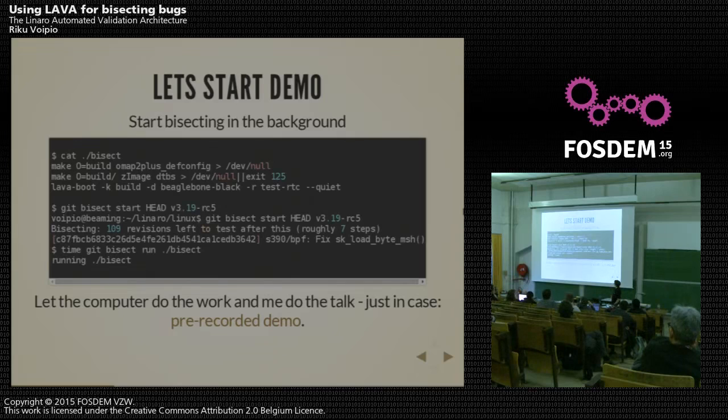And the last line of the bisect script is my lava boot script that will boot the BeagleBone Black and run a test script, which was there in the first slide, to test the hardware clock. If it returns successfully, the time was correct, it will give a 0 exit code, and something else if it breaks down.